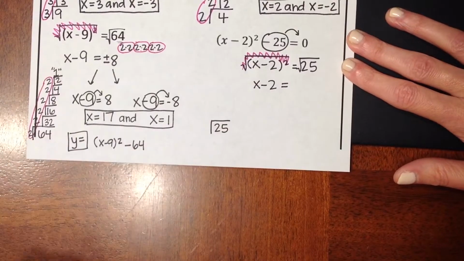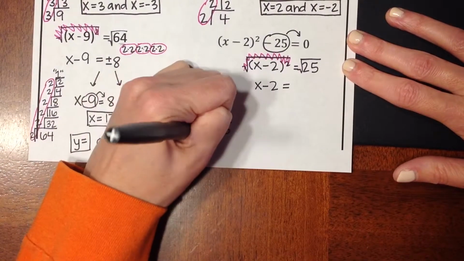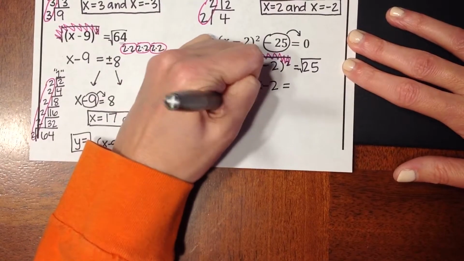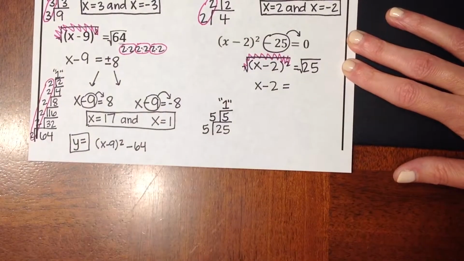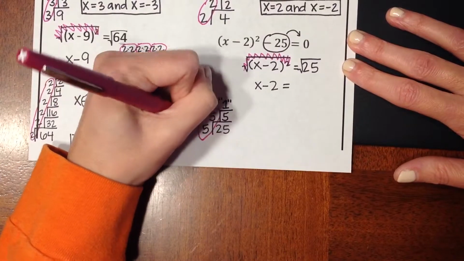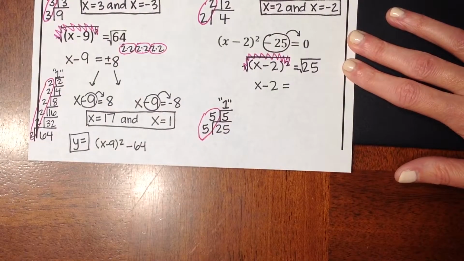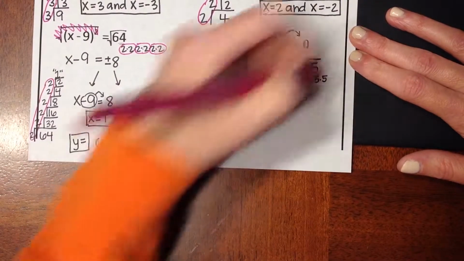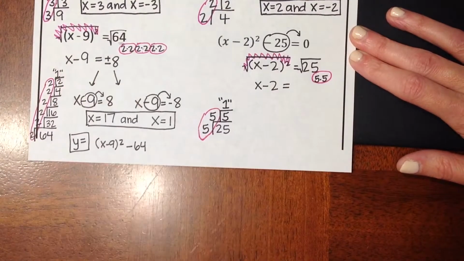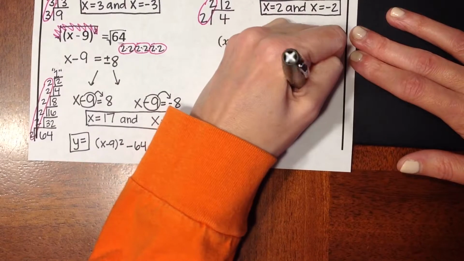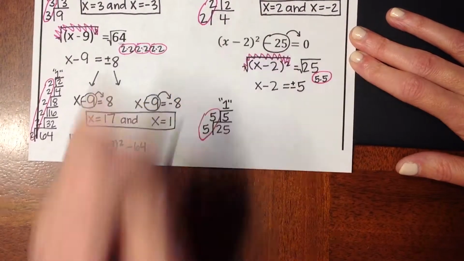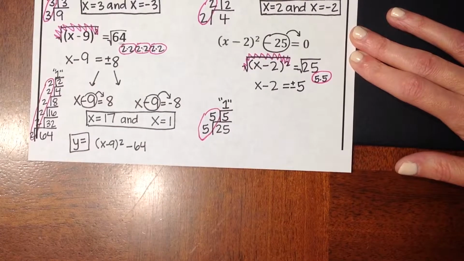So let's find our prime numbers for 25. 5. And I can divide by 5 again to get my 1. So my product of prime numbers that I can rewrite 25 as is 5 times 5. And again, I'm looking to make groups of 2. I can make one group of 2 with my 5, so that means I have 1 5 outside the square root, and it's left with a positive and negative, because I have to have two solutions when I take the square root of a number.